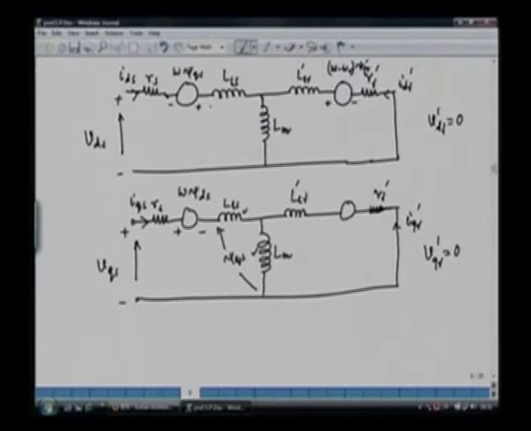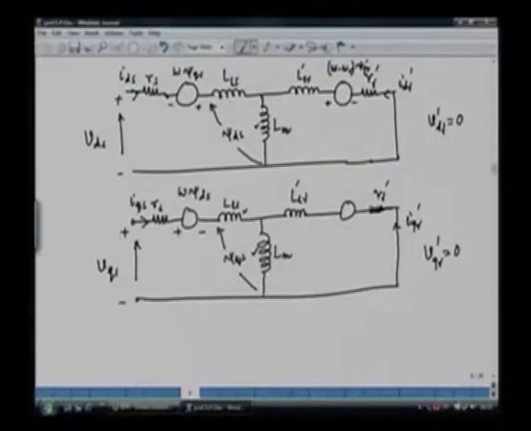Similarly, in the D axis, this flux linkage is psi ds, the stator D axis flux linkage, which consists of the magnetizing flux, which is associated with the magnetizing inductance, and the leakage flux, which is associated with the leakage inductance of the D axis. So this flux plus this flux is the total flux linkage in the D axis stator. Similarly, we can have the rotor D axis flux linkage psi dr prime referred from the primary side, and then this is psi qr prime, the flux linkage in the rotor Q axis referred from the primary side.